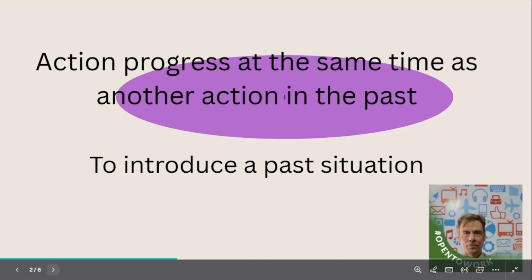Keep in mind, as we discussed in the present continuous video, we generally do not use continuous tenses with state verbs, such as verbs of feeling, senses, verbs like be and have, etc. For state verbs, we would use the simple past.